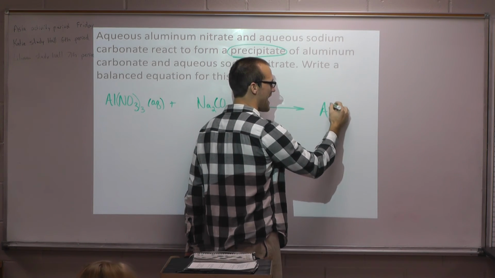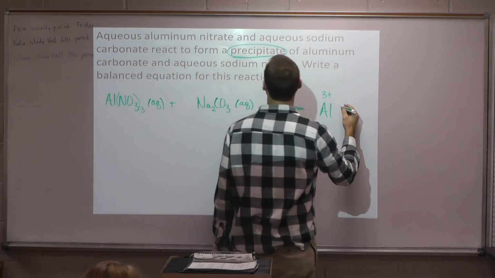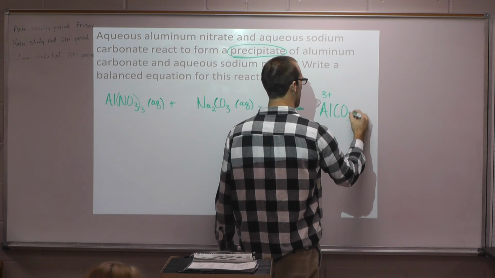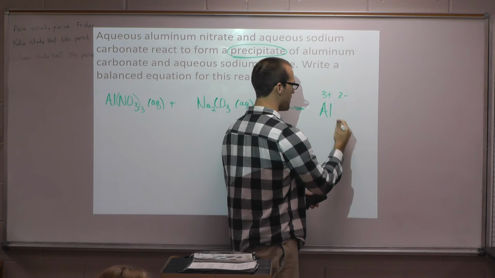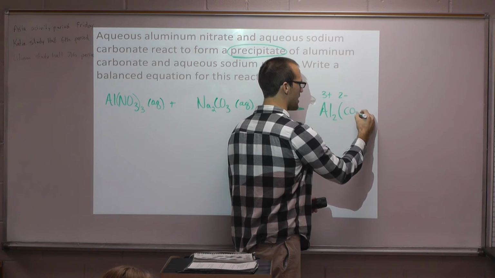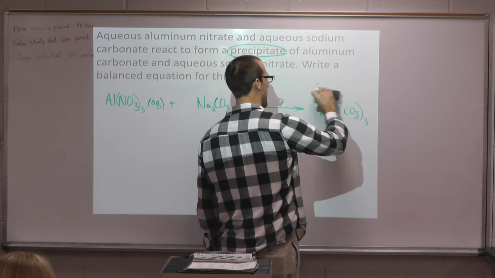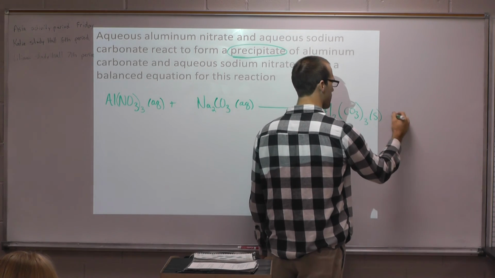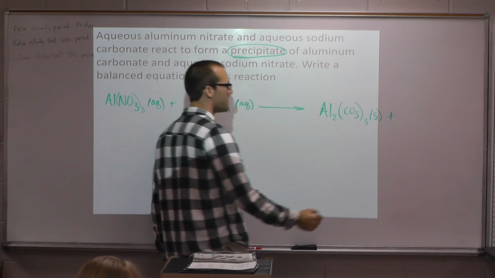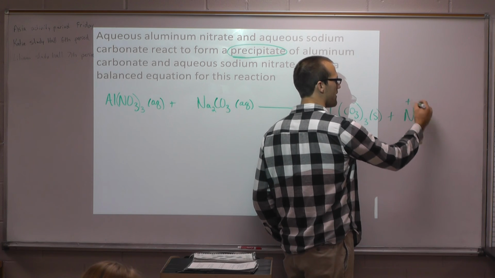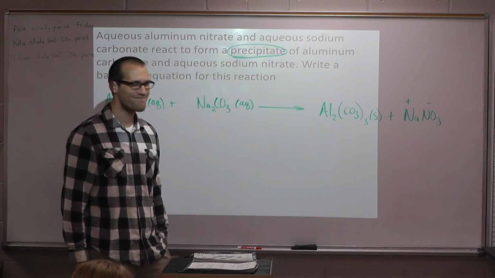So again, Al3 plus, and we know what carbonate is, CO3 2 minus. Al2, CO3, 3. We haven't even started balancing yet. Plus NaNO3, Na2CO3. Yeah, we're good.